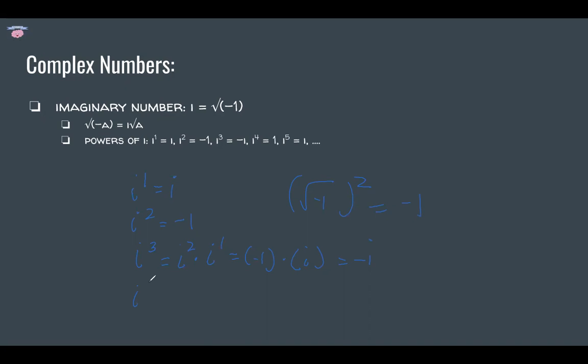And then i to the power of 4 is equal to 1, because this is basically i squared to the power of 2, which is equal to -1 to the power of 2, which is equal to 1. And then i to the power of 5 is equal to i to the power of 4 times i to the power of 1, which is equal to 1 times i, which is equal to i. And it repeats back.